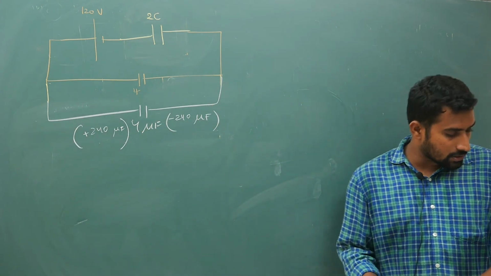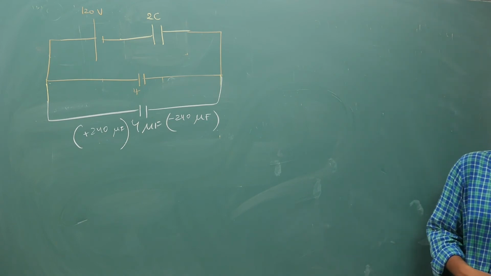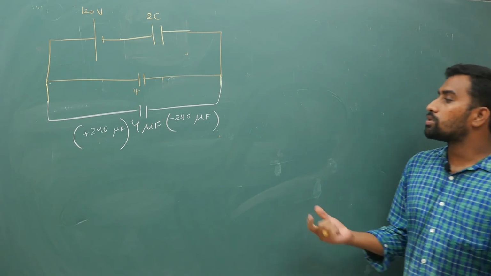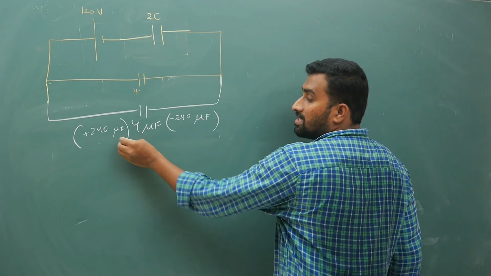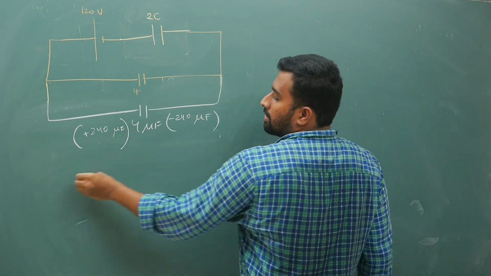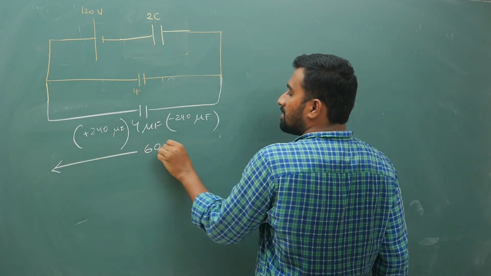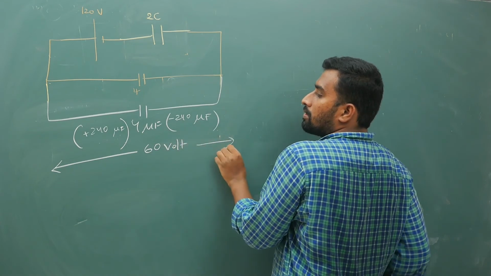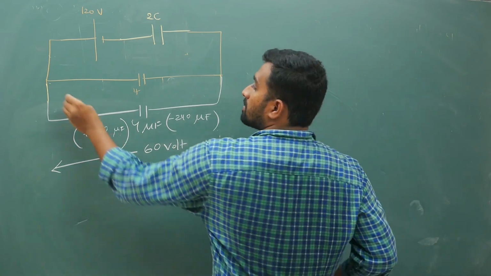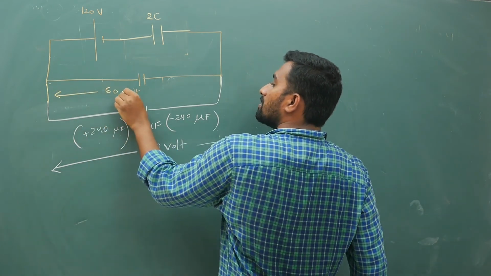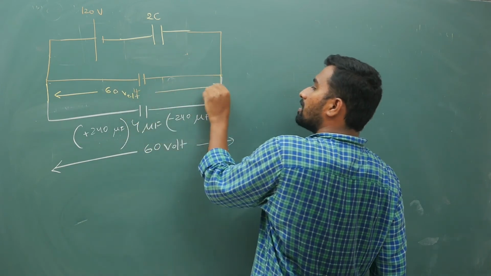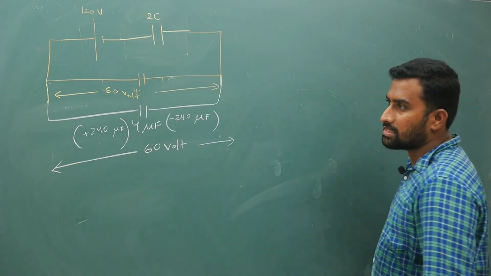Now both these 4s, these two are in parallel. How much is the potential difference? Q by C. So this will become 60 volt. Because both are in parallel, potential difference is same.